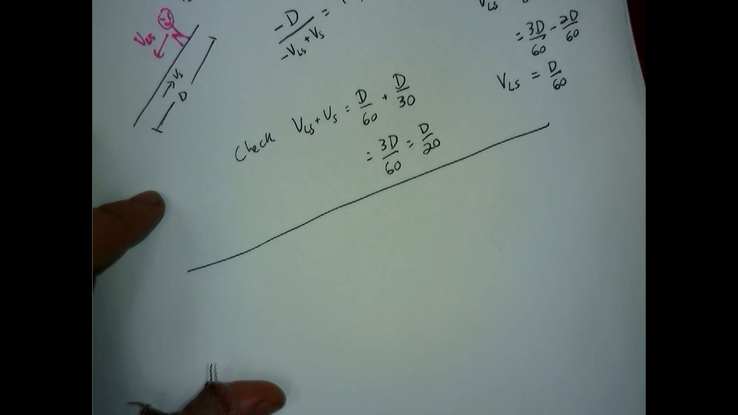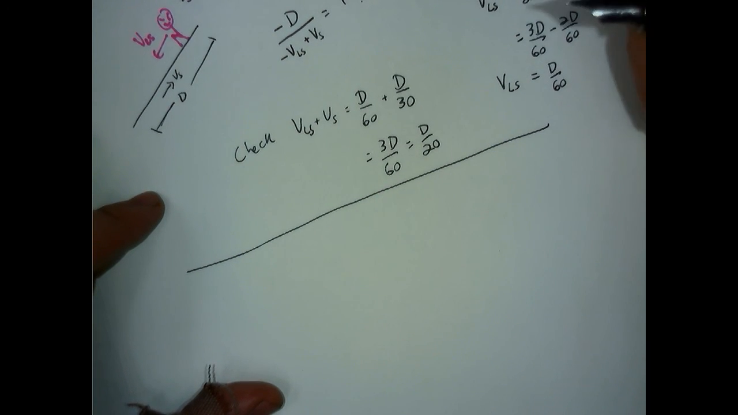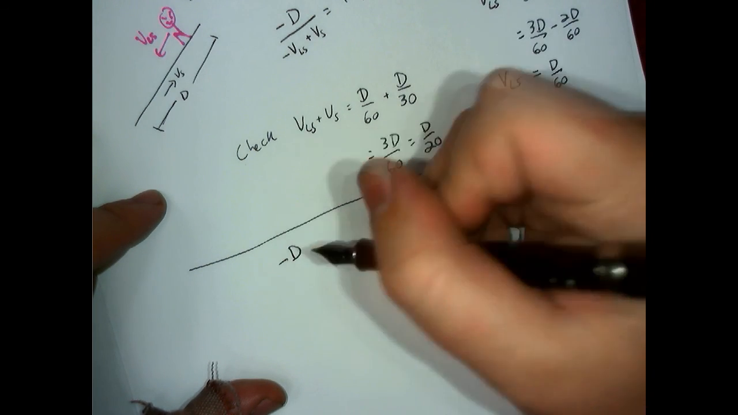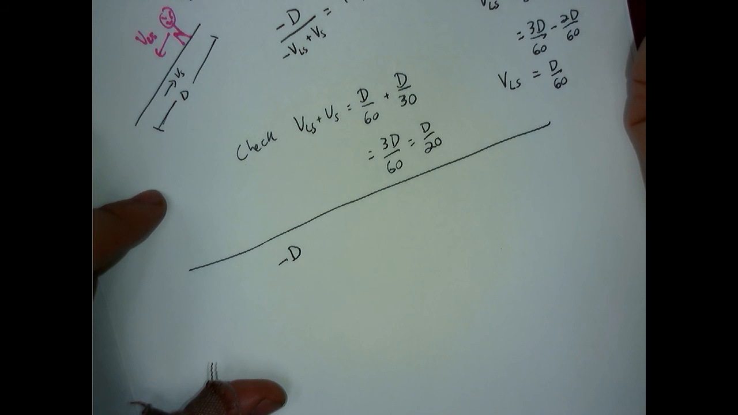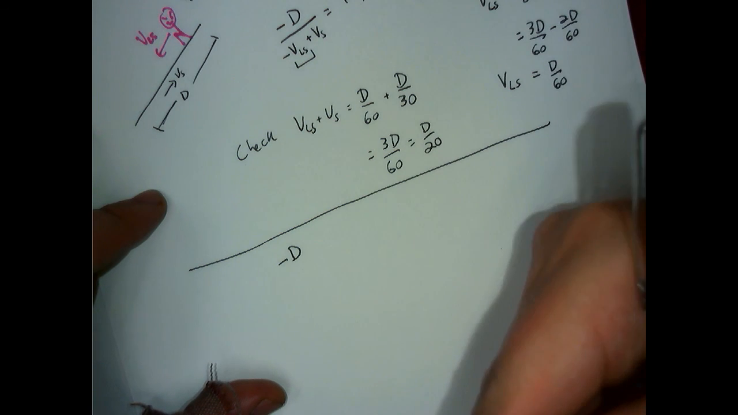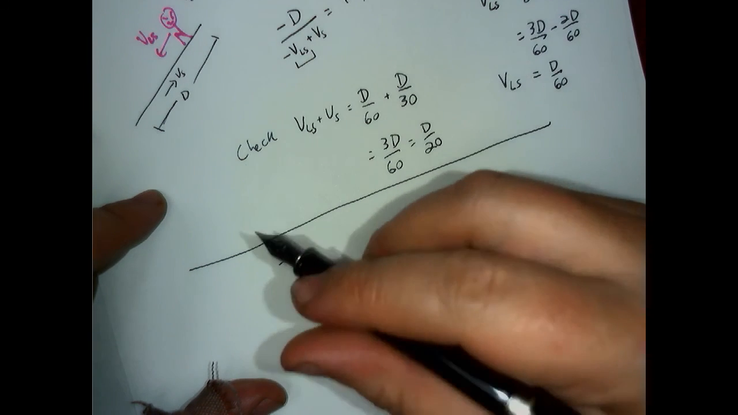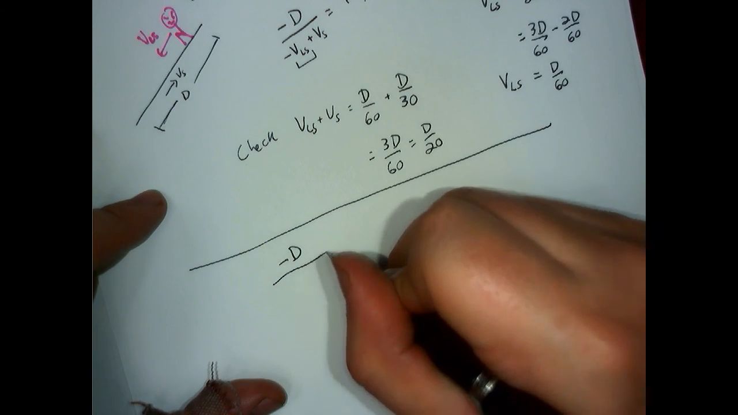Okay, so now what are we gonna do? Minus D. Why is it minus D? It's minus D because that's the displacement, I think. Yeah, of course. This thing represents the speed. I put the minus sign to denote going downhill, and the overall displacement's also downhill. If I didn't put that there, you just get a negative number, which isn't the end of the world.